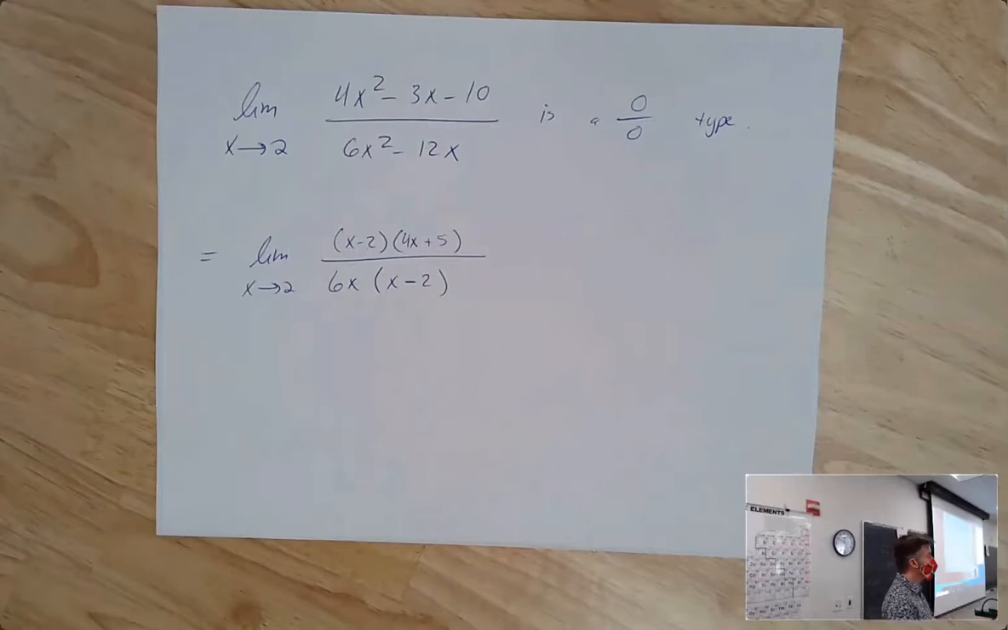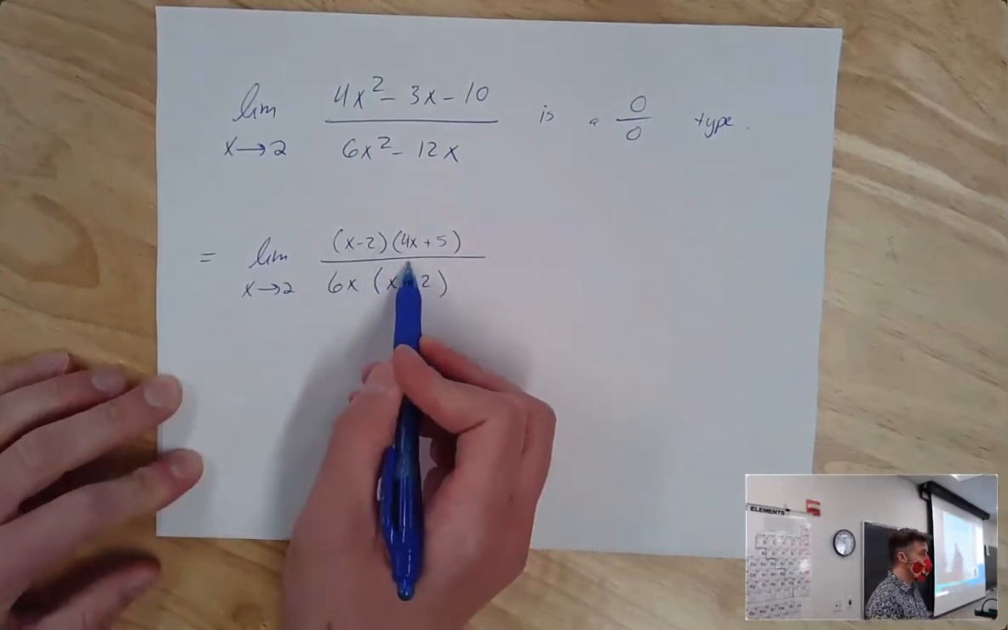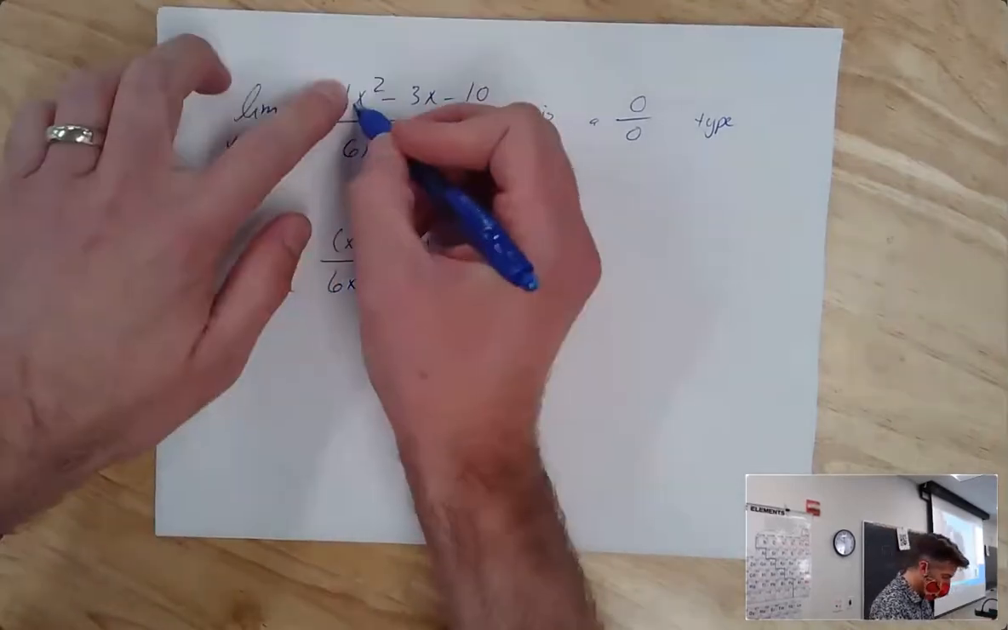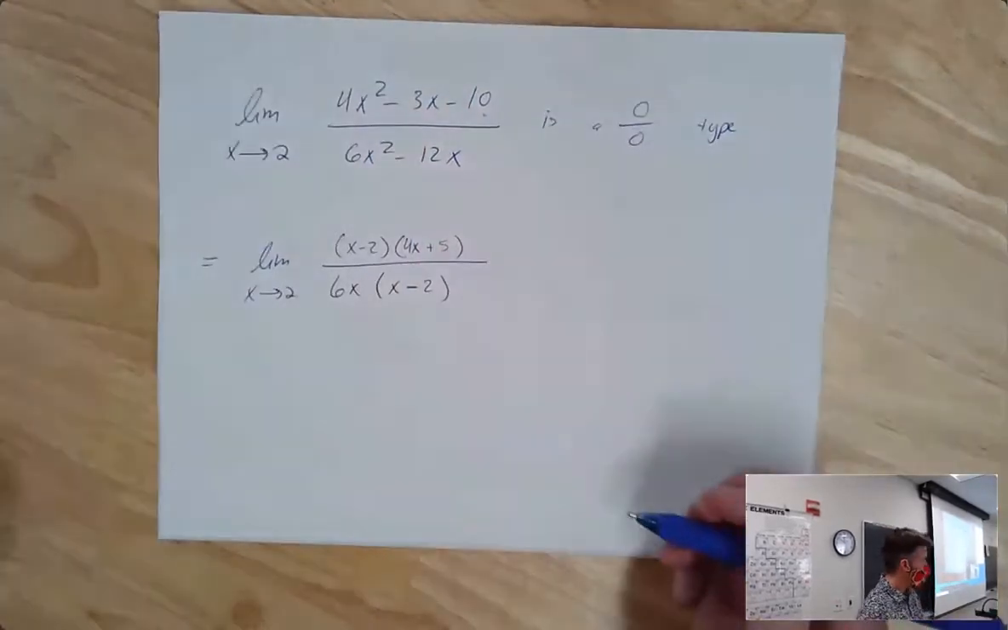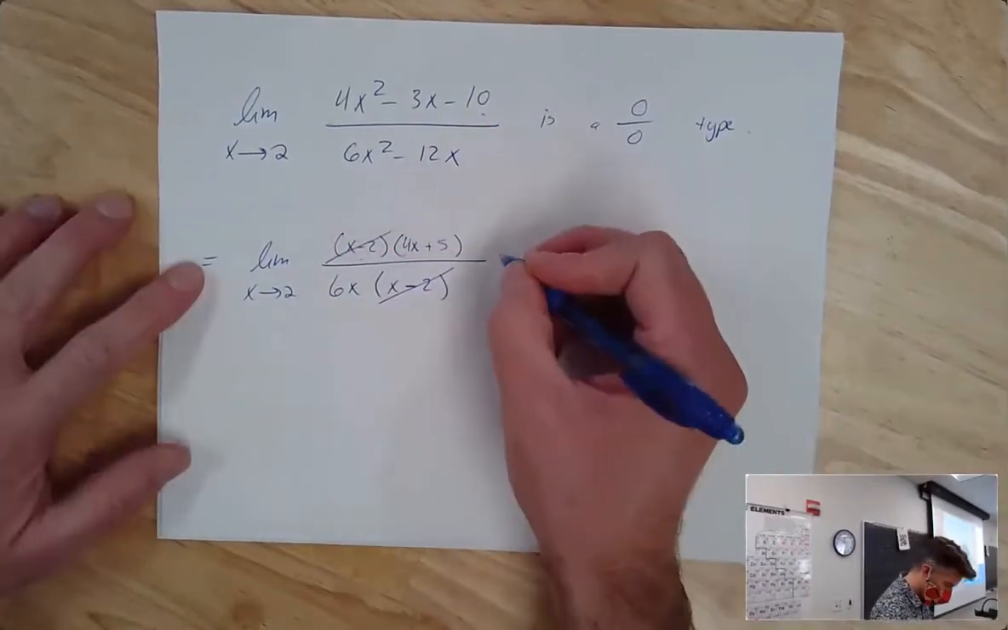So don't work harder than you have to, right? Knowing that x minus 2 is a factor here makes it really easy to find the other factor because these need to multiply to that and these need to multiply to that. And then cancel those out.